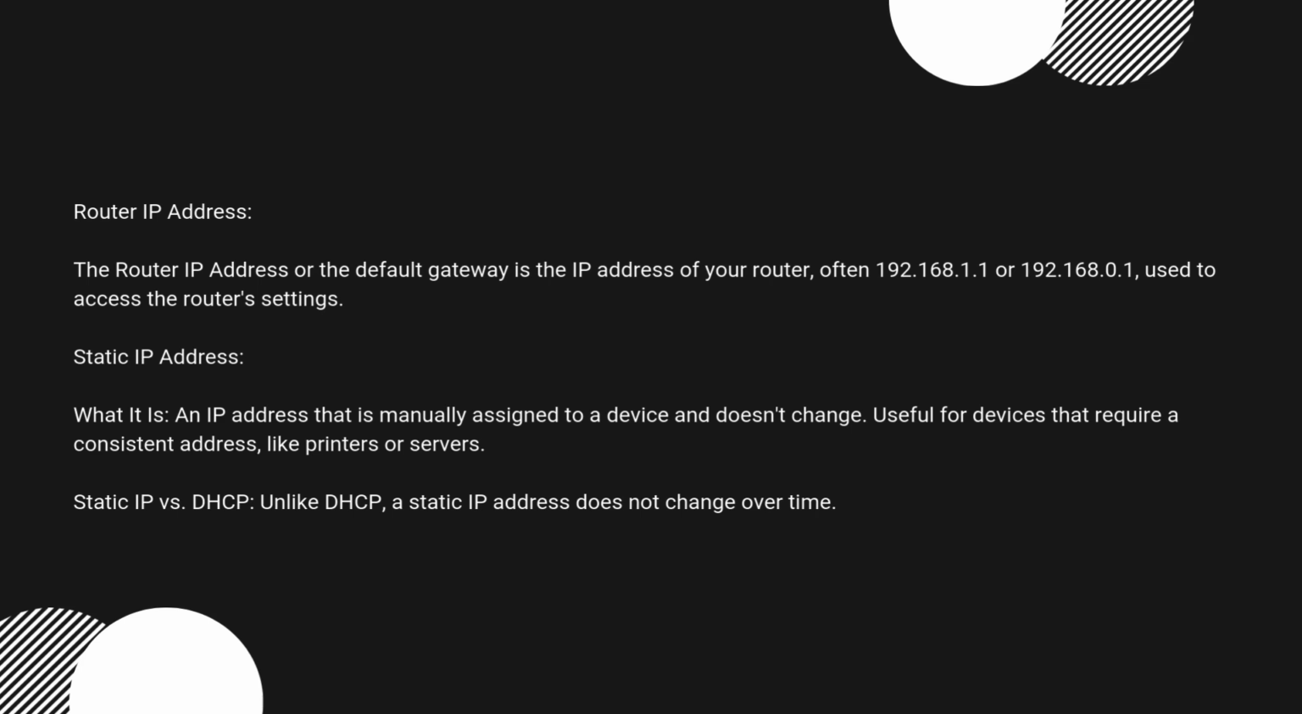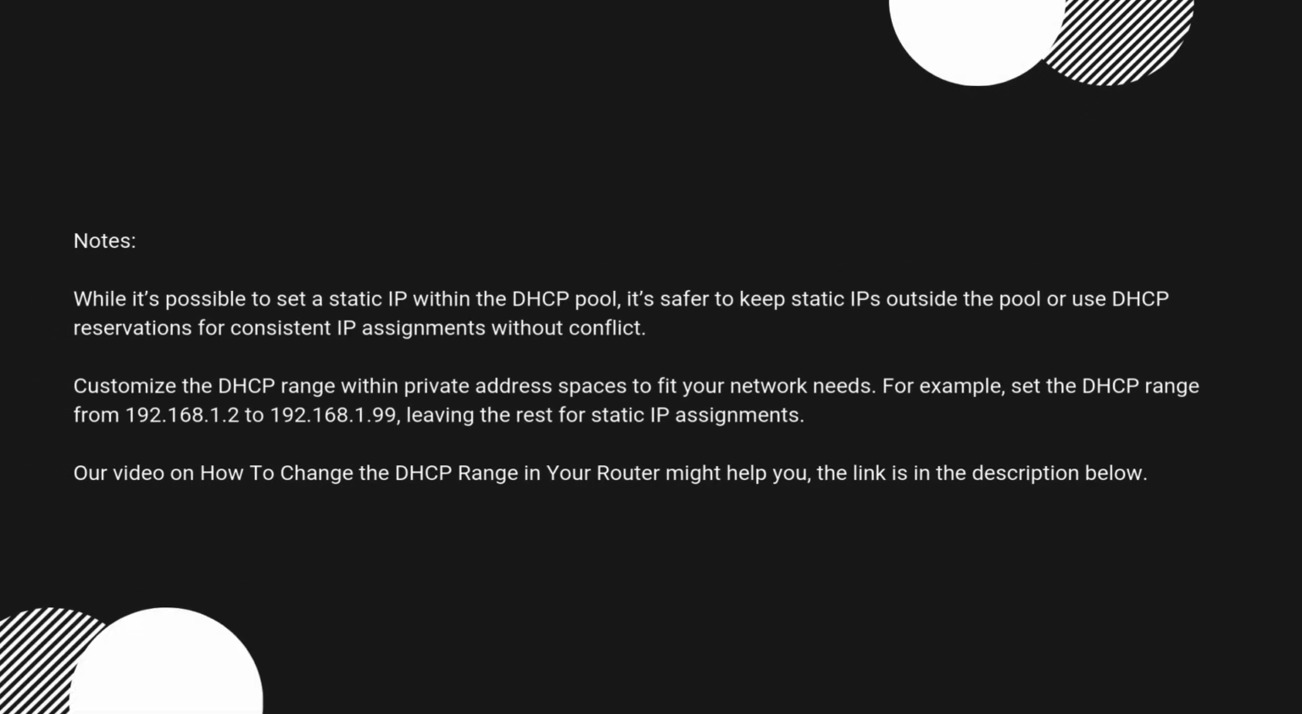Static IP versus DHCP. Unlike DHCP, a static IP address does not change over time. Notes: while it's possible to set a static IP within the DHCP pool, it's safer to keep static IPs outside the pool, or use DHCP reservations for consistent IP assignments without conflict. Customize the DHCP range within private address spaces to fit your network needs. For example, set the DHCP range from 192.168.1.2 to 192.168.1.99, leaving the rest for static IP assignments.